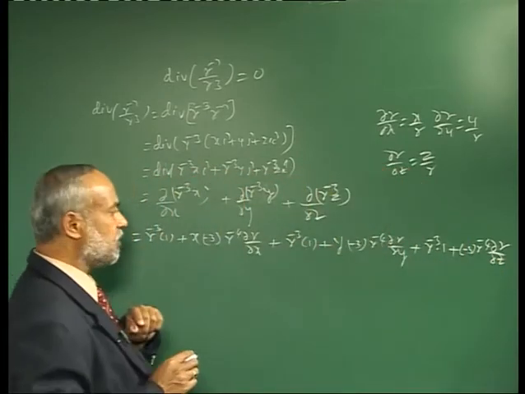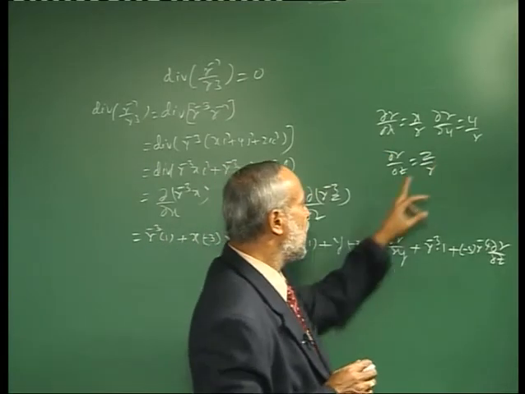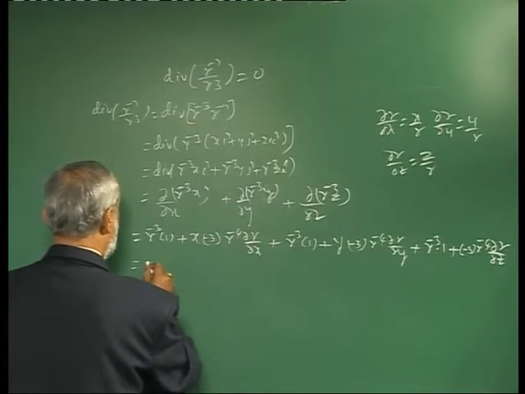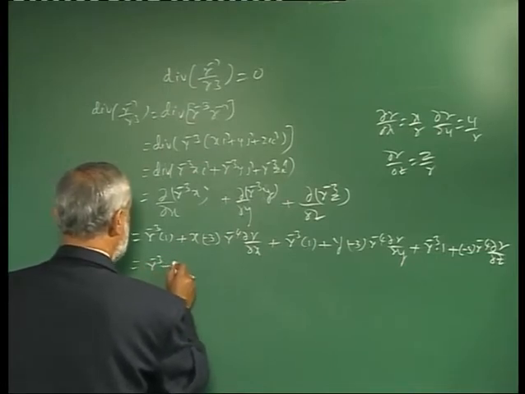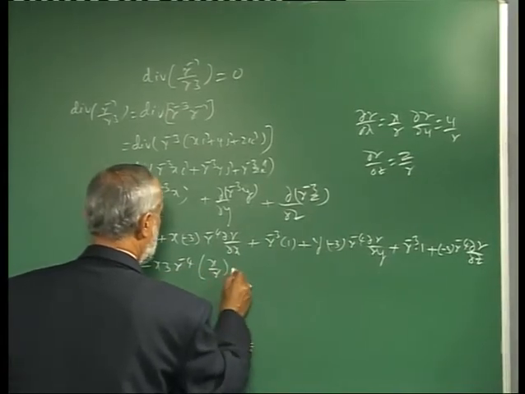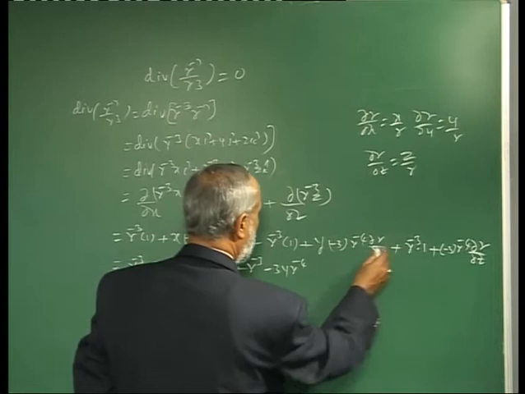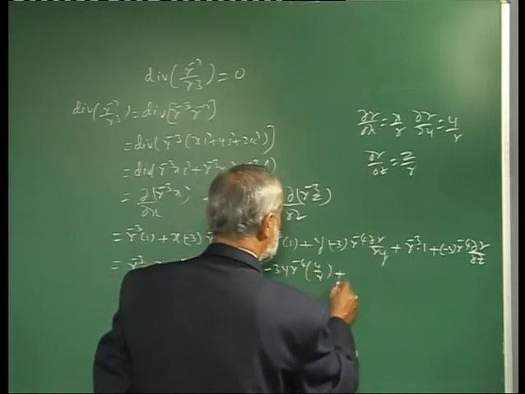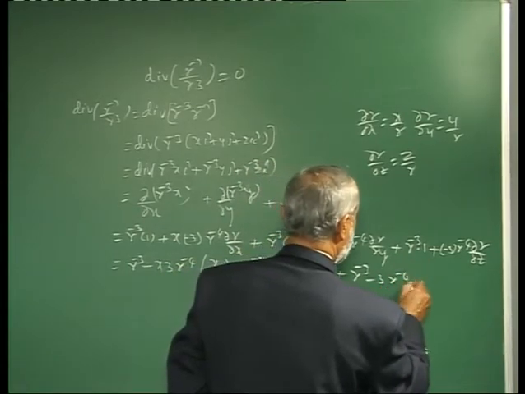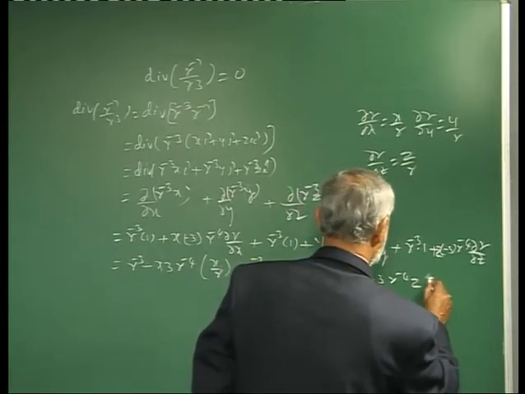After differentiating, you know the ∂r/∂x value is x/r, the ∂r/∂y value is y/r, and the ∂r/∂z value is z/r. You have to substitute in this equation. This is equal to r to the power of minus 3 minus 3 x r to the power of minus 4 into x/r, plus r to the power of minus 3 minus 3 y r to the power of minus 4 into y/r, plus r to the power of minus 3 minus 3 z r to the power of minus 4 into z/r.